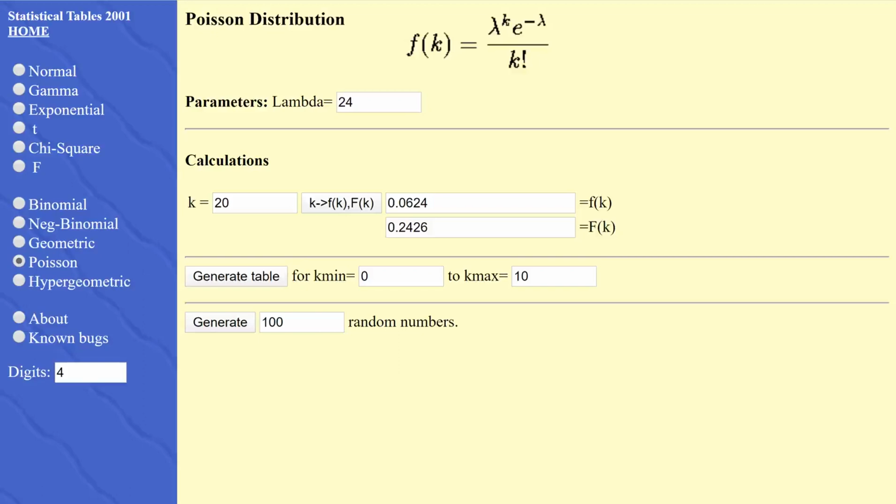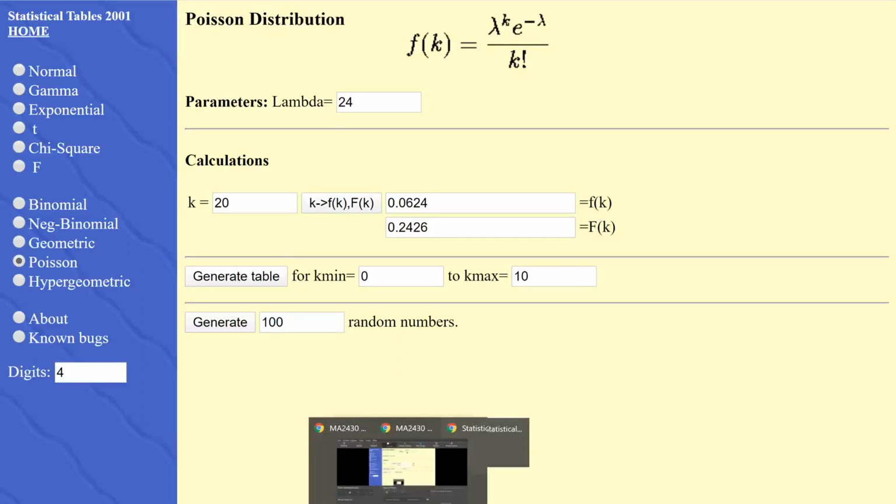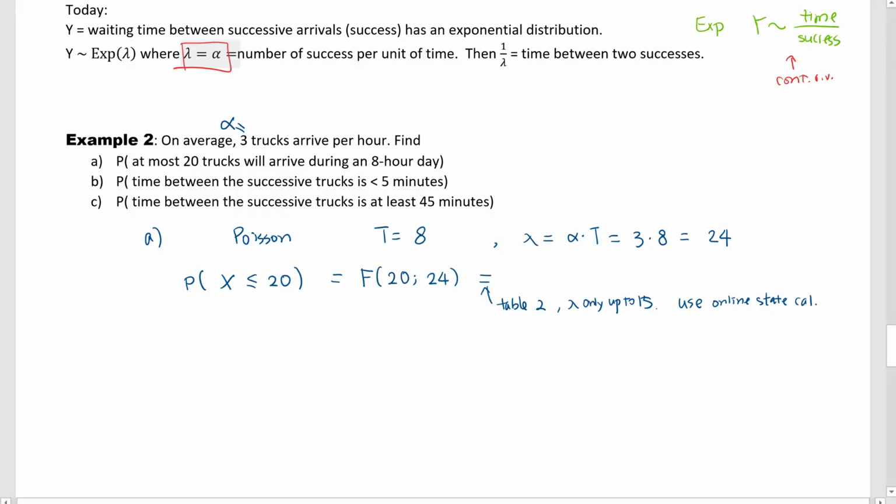Here it generates the PMF and the CDF, and we are looking for the CDF. The CDF is 0.2426. You may notice that the website also gives us the PMF, because for a discrete distribution, the PMF is the probability at that value.